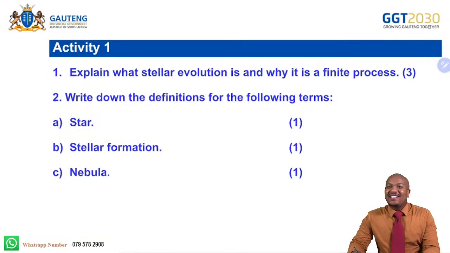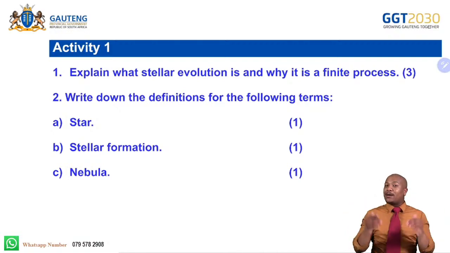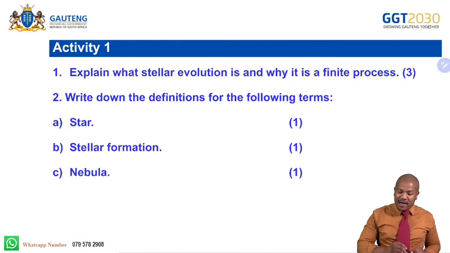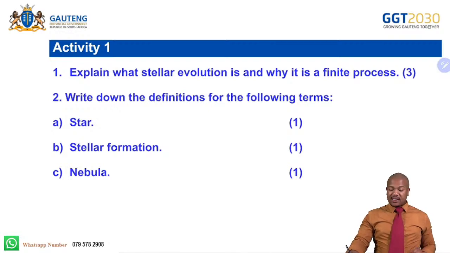Welcome back, grade 9s. We are still waiting for those questions or any comments on our WhatsApp number on the screen, right? So now let's look at the solutions. Number one says: explain what stellar evolution is and why it is a finite process. Number two, write down the definitions for the following terms, right? A, star; B, stellar formation; and C, a nebula.